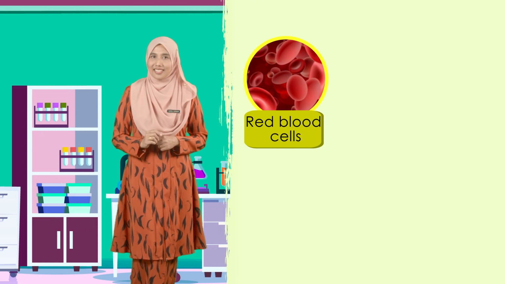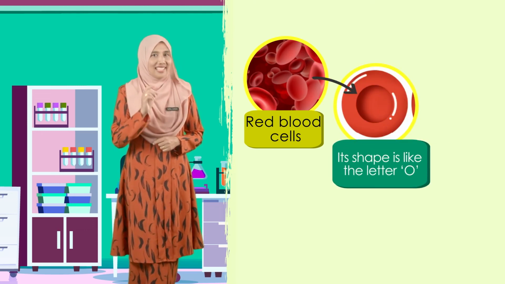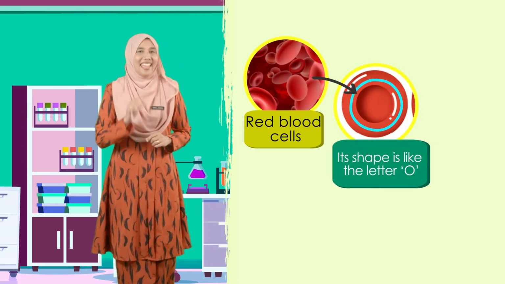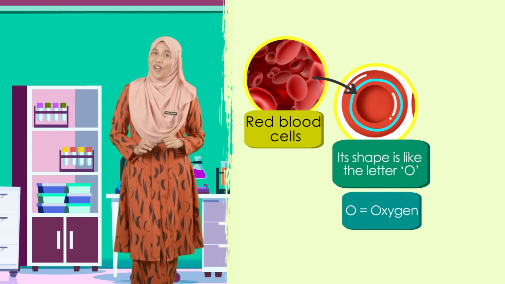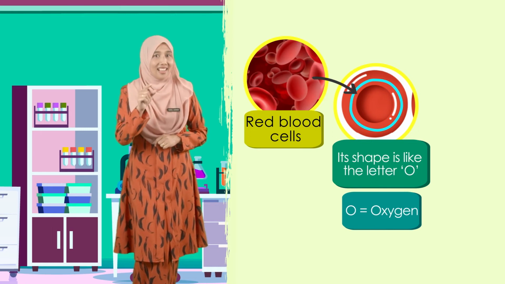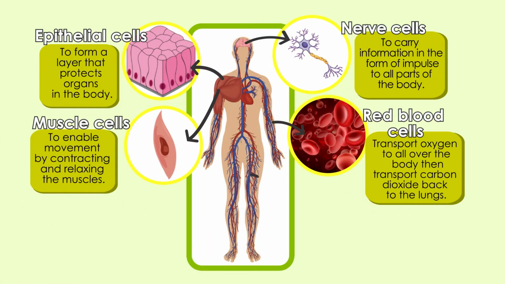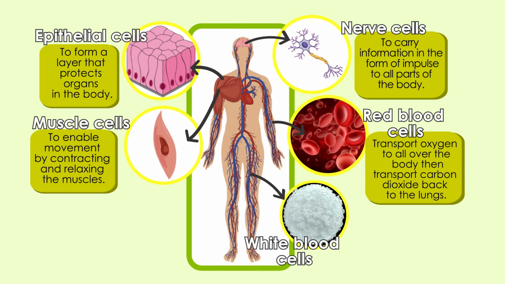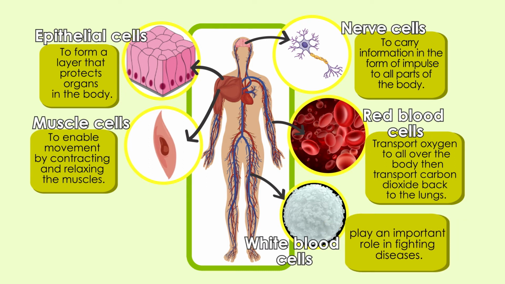Pupils, let me give you a tip on how to remember the function of red blood cells. Its shape is like the letter O, and O is for oxygen. That means red blood cells transport oxygen. The fifth cell is the white blood cells. White blood cells play an important role in fighting diseases.